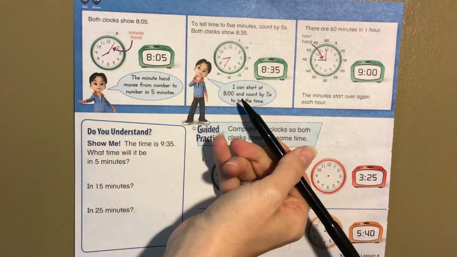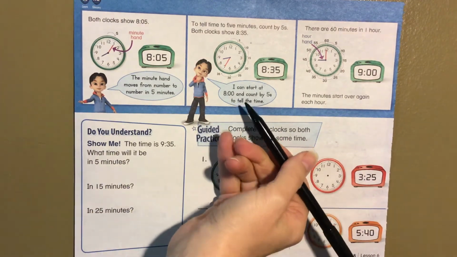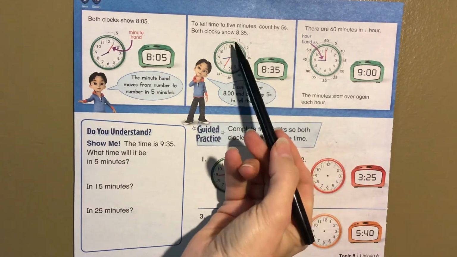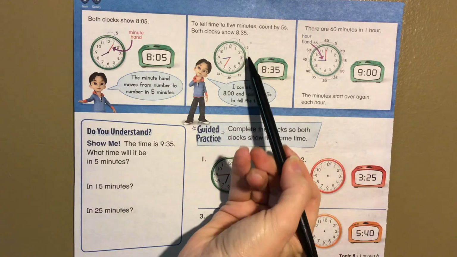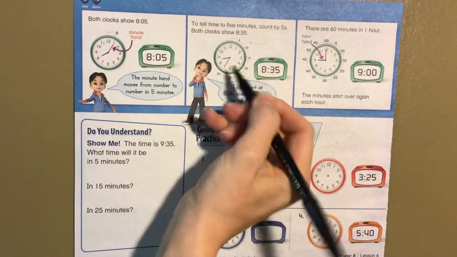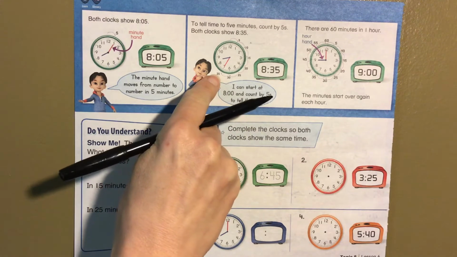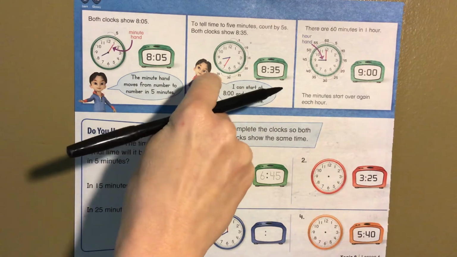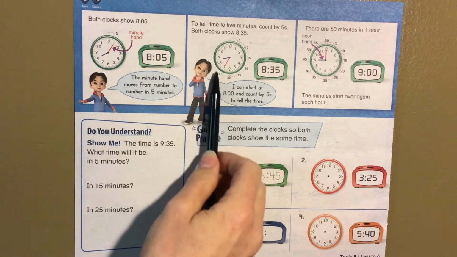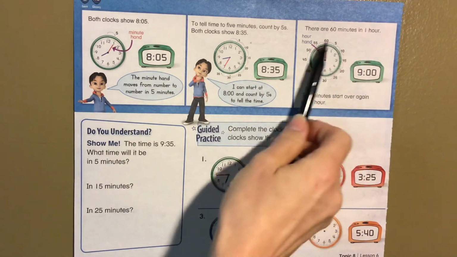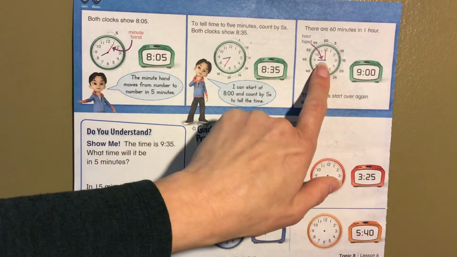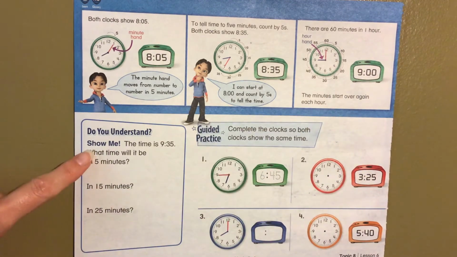Both clocks show 8:35. So 8:35 is just written in numbers, and then on our clock we go 5, 10, 15, 20, 25, 30, 35. And we can see that our minute hand is pointing to the 7. 7 is 5 groups of 35. So 7 times 5, 35. Okay, there are 60 minutes in an hour, and the hour hand is our shorter hand there, okay? Do you understand?